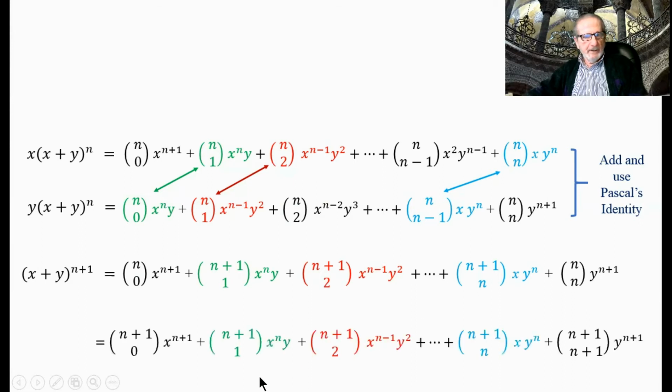And then you replace n choose 0 by (n plus 1) choose 0, because both terms are equal to 1. And you replace n choose n by (n plus 1) choose (n plus 1), because these two terms are the same and both are equal to 1. And that does it.